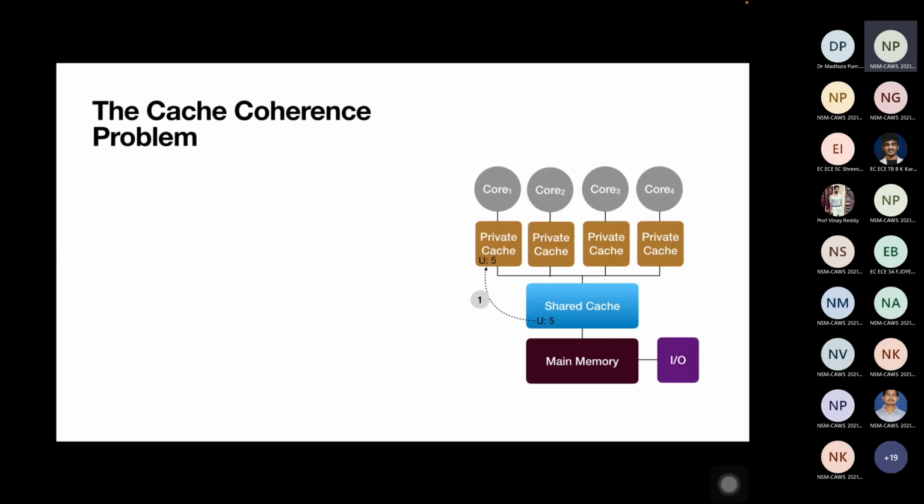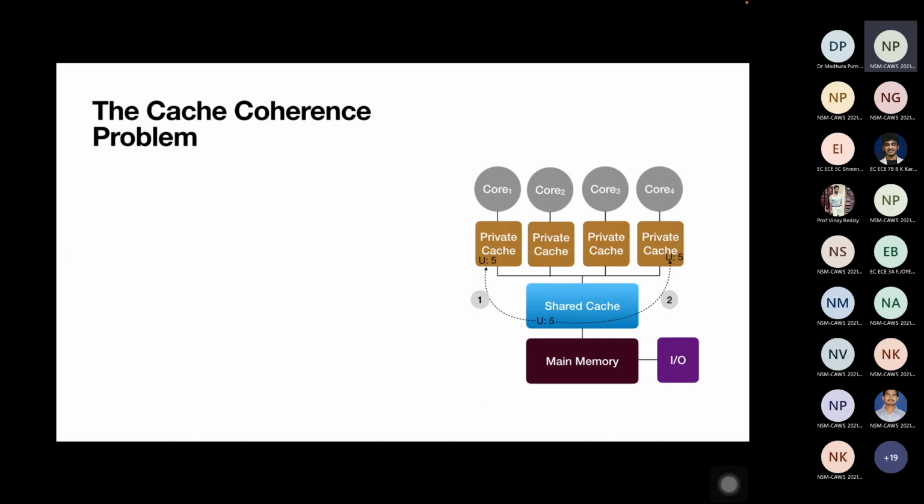So now an application running on core 4 requests the same data, so the data is brought into core 4's private cache, and that is event 2. And now core 4 wants to update the data. Previously 5 was there in the address location U, now it wants to update that to 7.